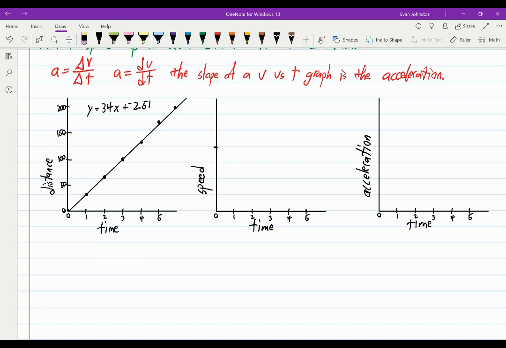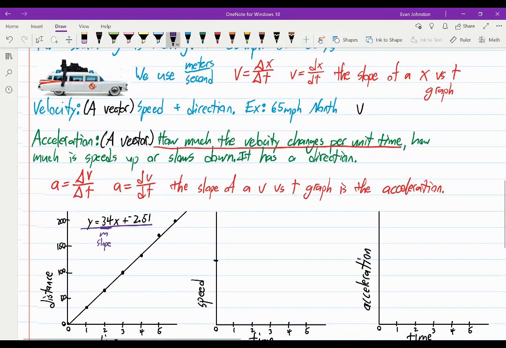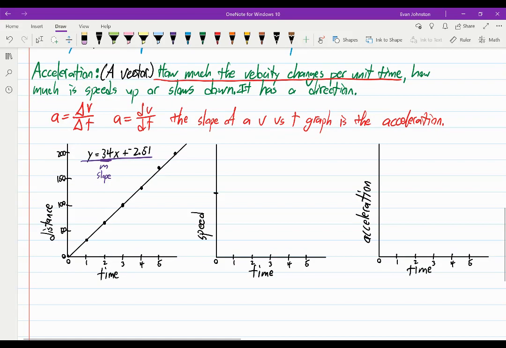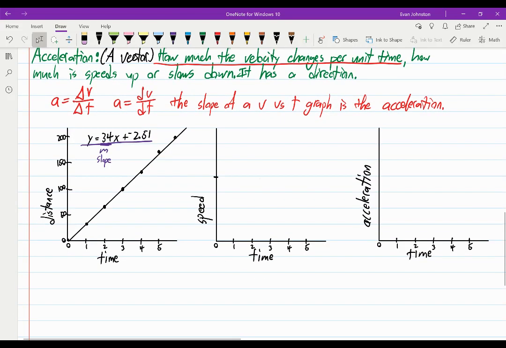Or if you already have the equation for it, well, this thing is a y equals mx plus b. That means this little 34 here is the m. That is the slope, right? Well, didn't we just say above that the slope of a displacement versus time graph is the velocity, how fast it's going, and the direction? Well, poof, we suddenly know that this is the velocity. It's going 34 centimeters per second. That's it. Just by looking at this, I can tell that.